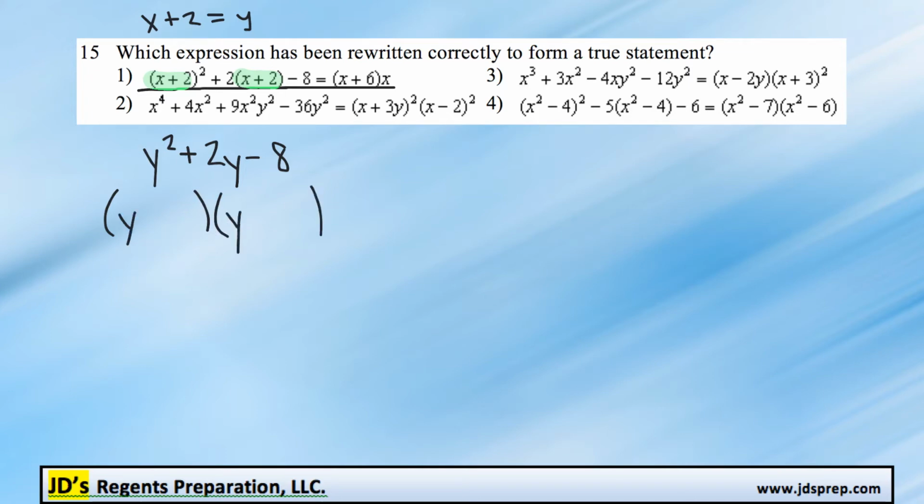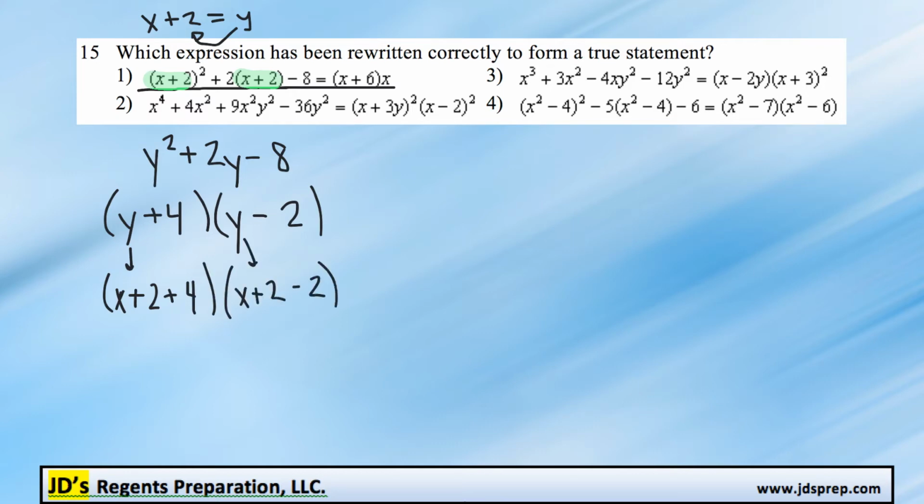We're looking for two numbers that multiply to get negative 8, and their difference is positive 2. That would be positive 4 and negative 2. Now that we factored it, we can replace y back to what it originally was, x + 2. So instead of y, this is x + 2. And then here, y becomes x + 2 as well.